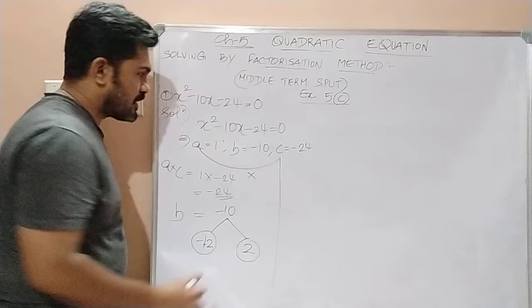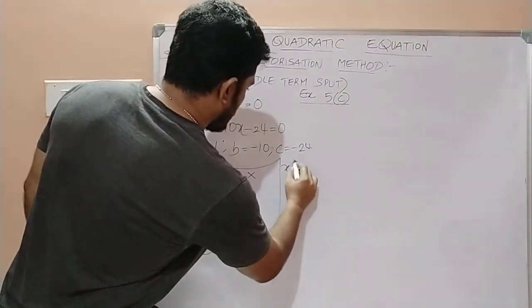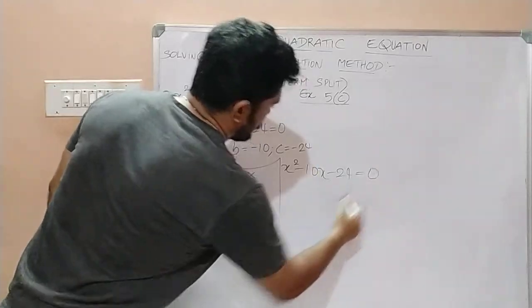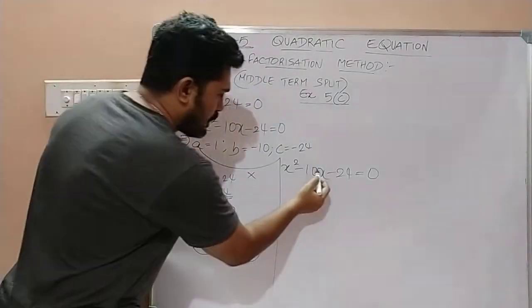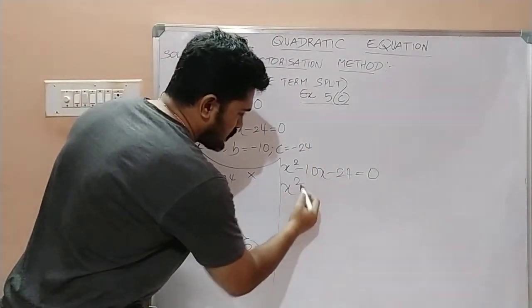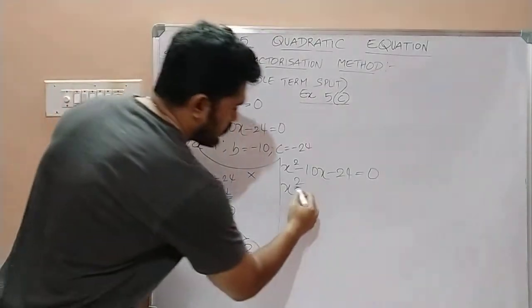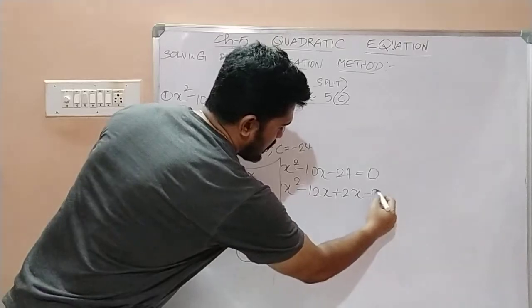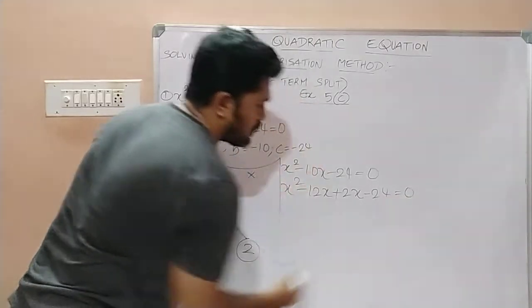Correct? So children, what was the original equation? X square minus 10x minus 24 is equal to what? 0. I have split this minus 10 into two parts. Which are those two parts? Minus 12 and 2. So I can write minus 10x as minus 12x plus 2x minus 24 is equal to 0.